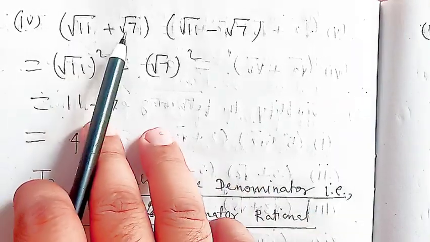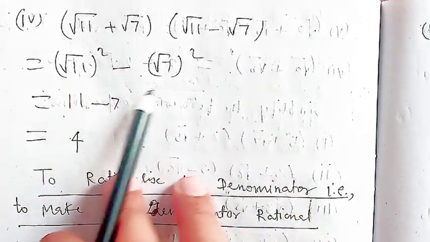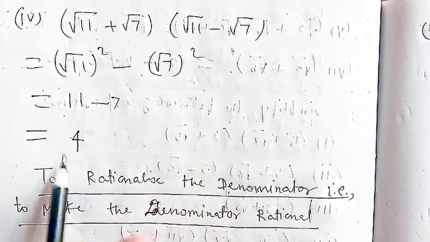Root 11 plus root 7 and root 11 minus root 7. This is a plus b, this is a minus b. Then a square minus b square. This square is 11, this square is 7. So 11 minus 7 is 4.